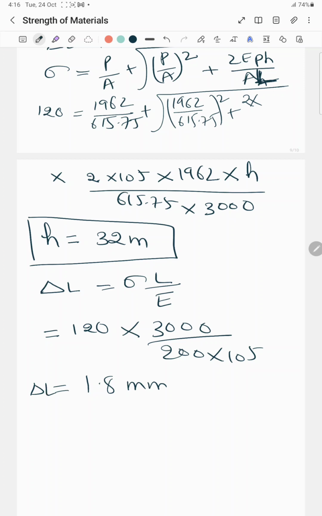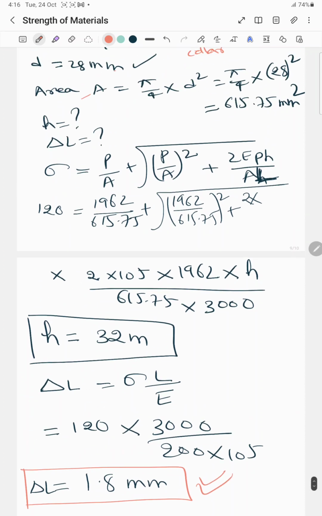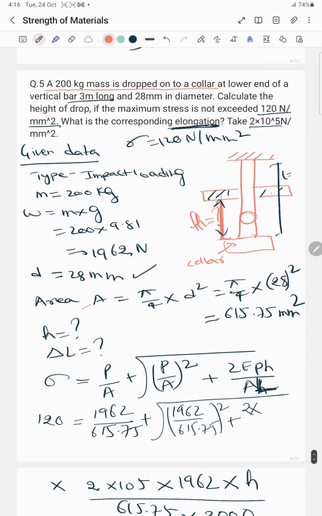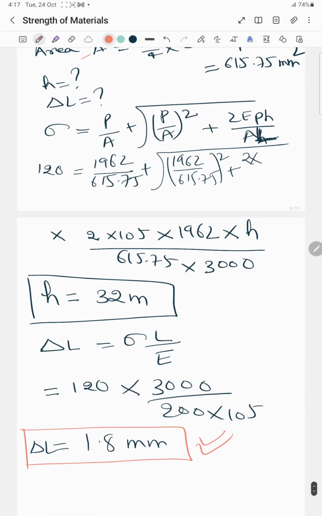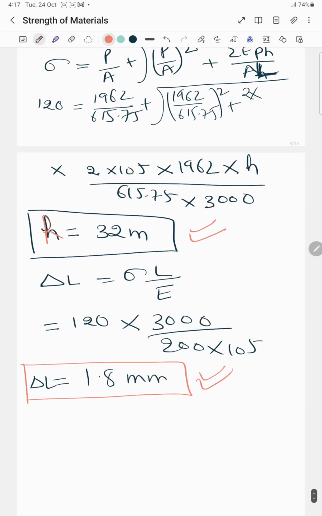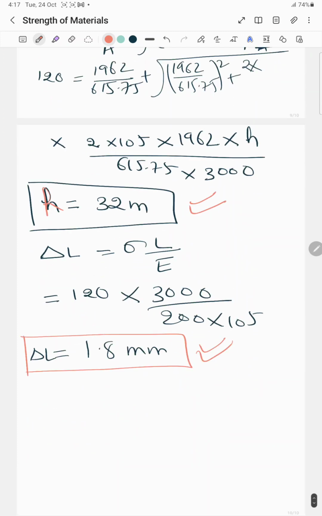So this is the value for delta L, that is 1.8. In this question, we needed to find the height of the drop and the elongation. So this is the height of the drop and this is the elongation. Thank you.